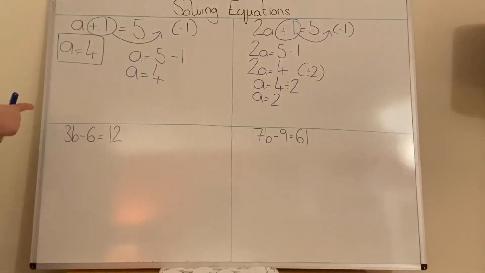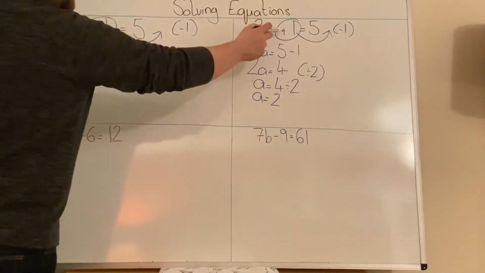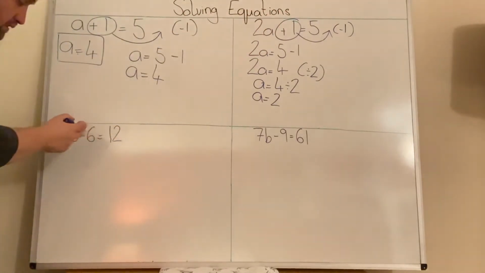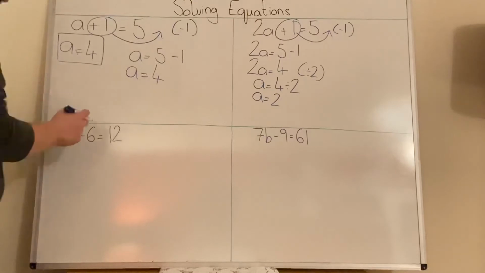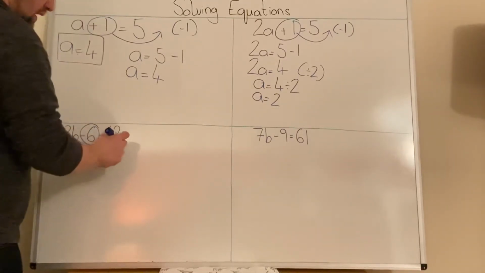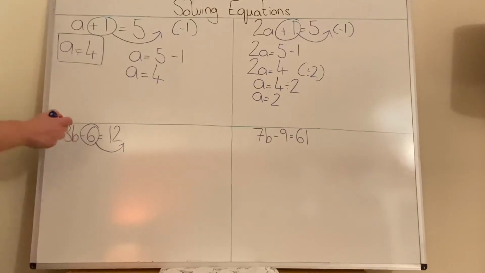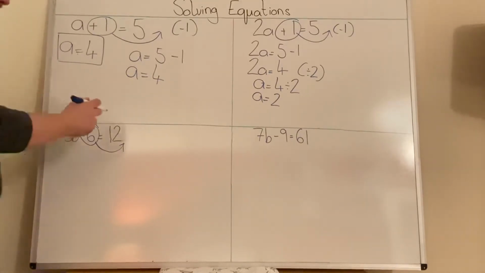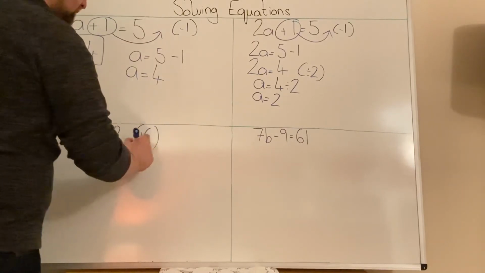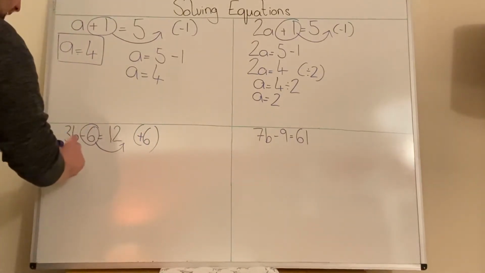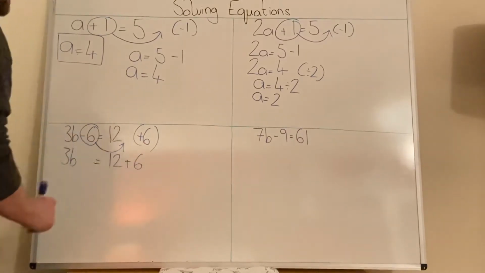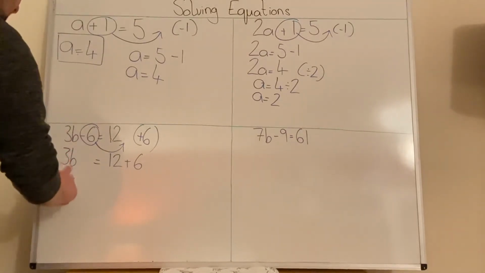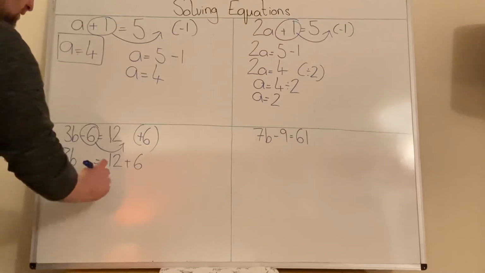So have a look at this one now. This one's slightly different. It's got a minus sign there. Just like we did here, we took the non-letter bit. We're going to leave the letter alone to start with, don't touch it. The only bit you can work with is the number there. So I'm going to take this minus 6 and put it on the other side. Now, if it's a minus this side, what's it going to be on the other side? It's going to be plus 6. So we've got 3b, which we haven't touched, equals 12 plus 6. So 3b equals 18, because 12 plus 6 is 18.